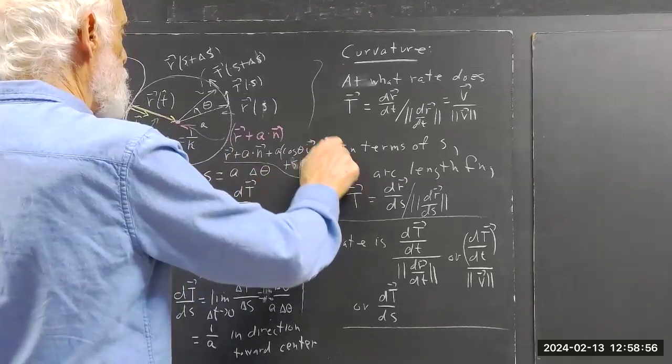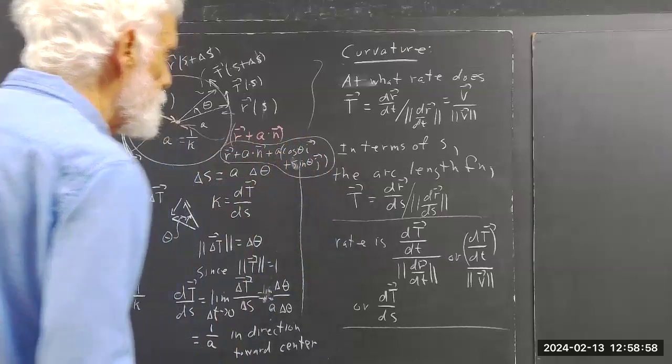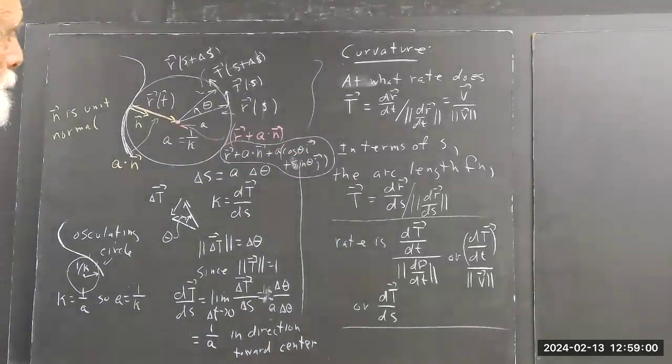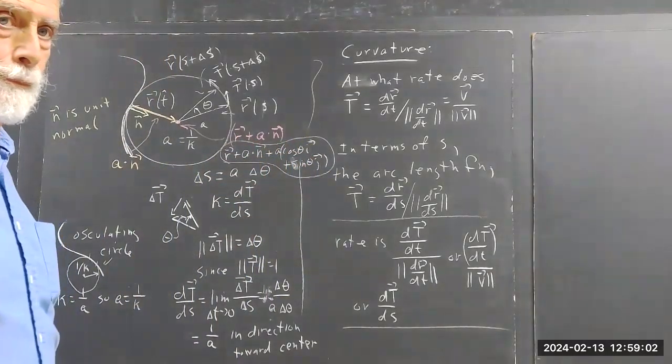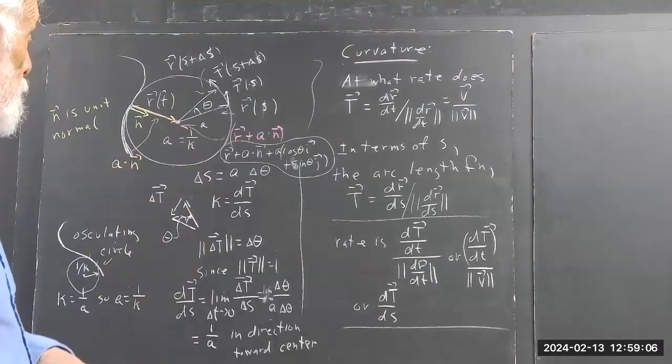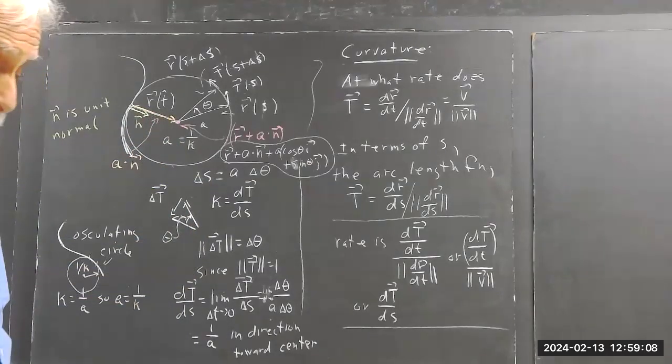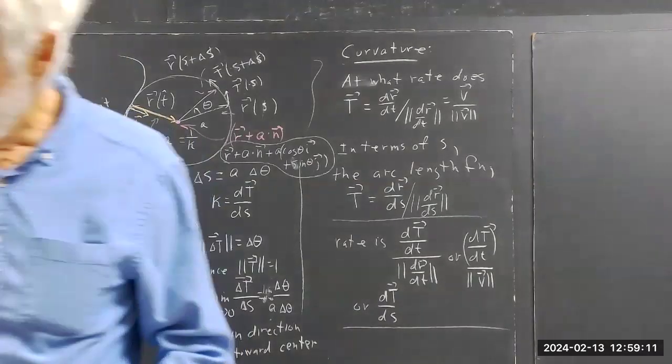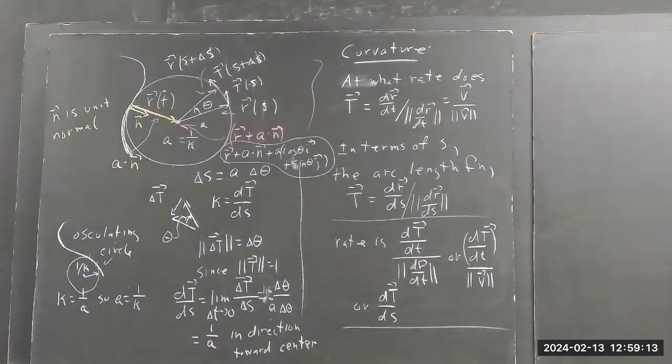It would be two dimensions of the radius and three dimensions of the direction cosine. So there's a picture of the osculating circle. You can check it out. I don't think the text goes into actually doing an example of the osculating circle, but it's a neat thing and it's worth looking at.